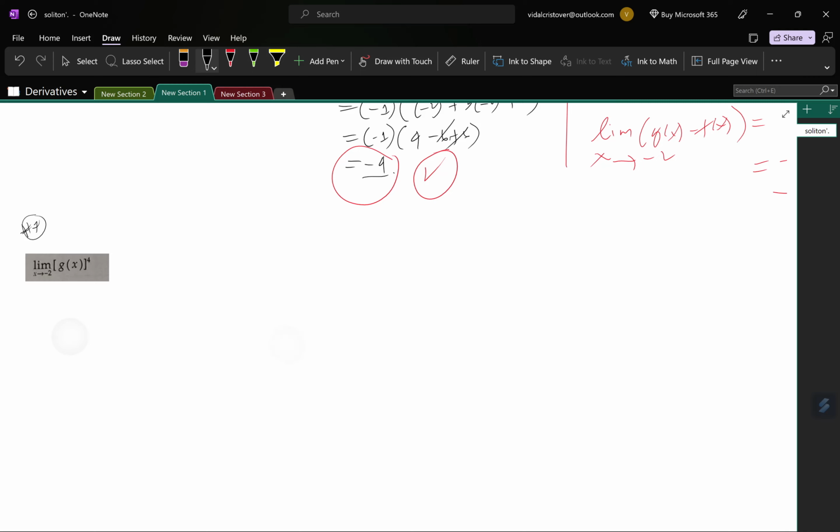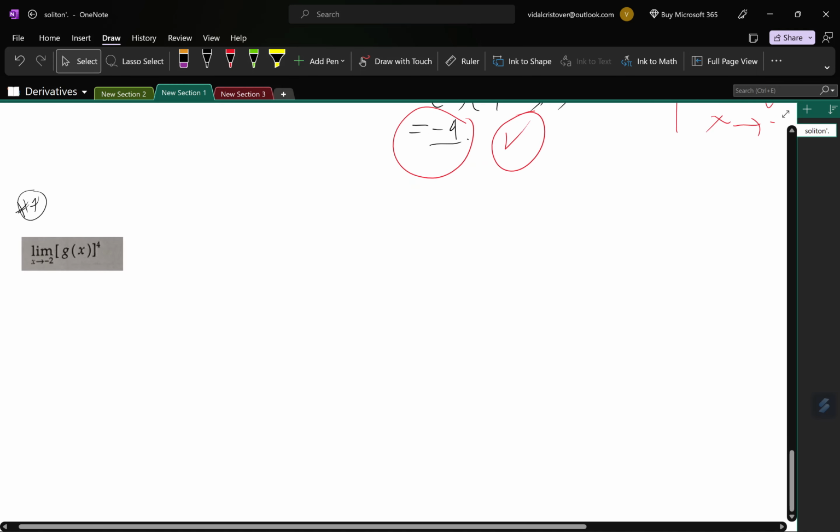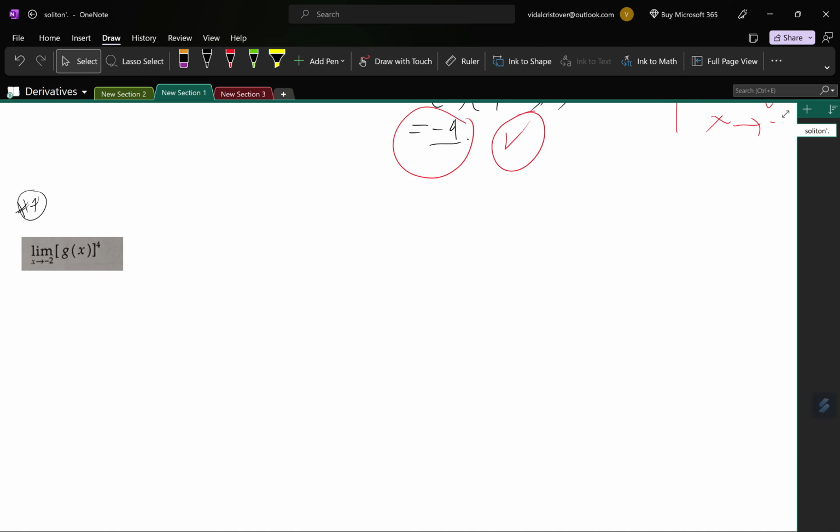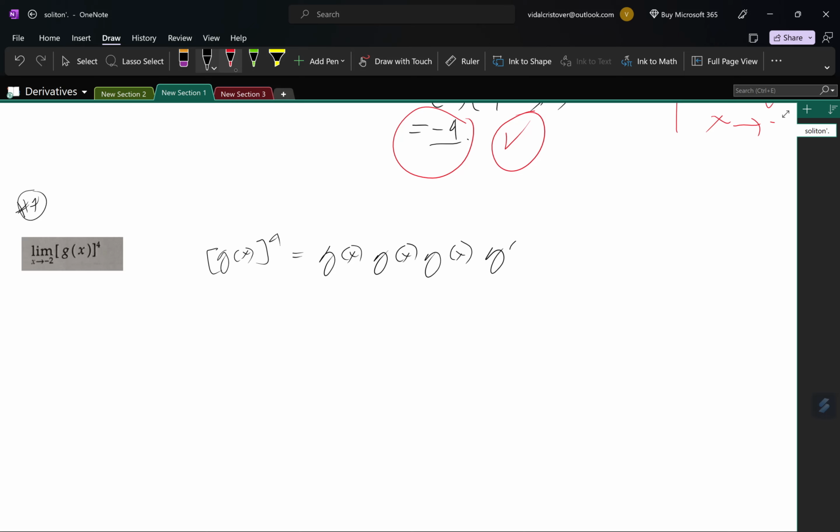Now, to solve this problem, first, tan-awon nato unsa ang hitsura ning g of x raised to the power of 4. Ang g of x raised to the power of 4 is pareho na siya sa g of x times g of x times g of x times g of x, kaupat siya ka multiply to itself.